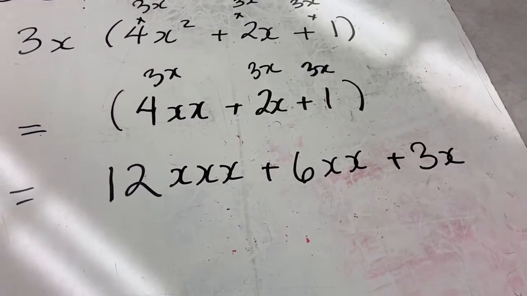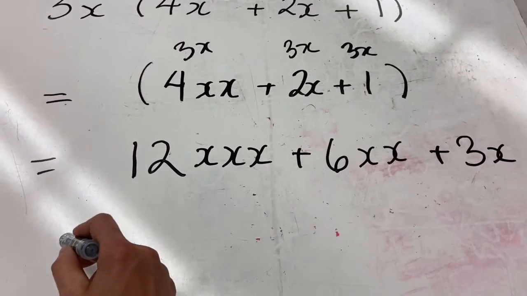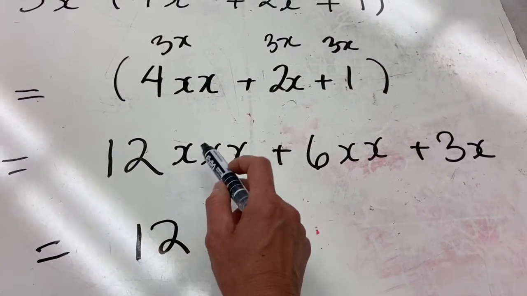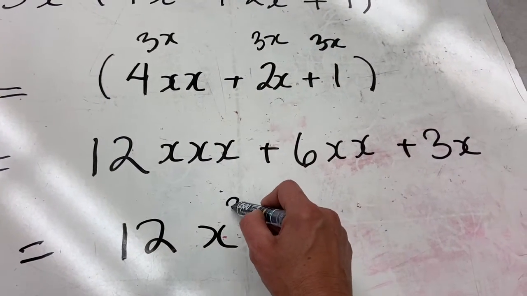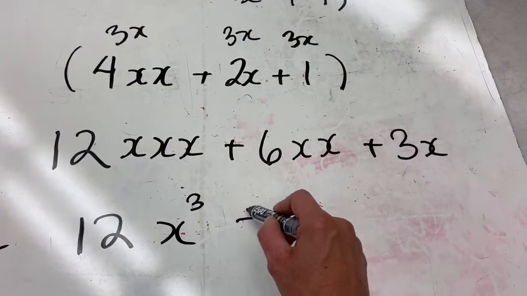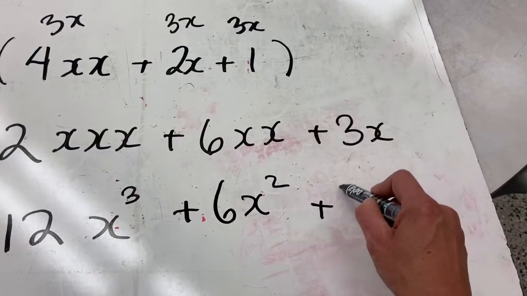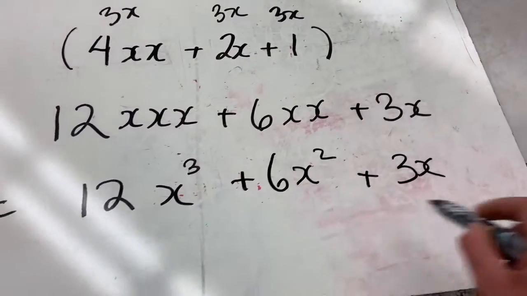So this is good. It's not perfect though. We want to make it a little bit more simple. I can rewrite x times x times x as x cubed. I can rewrite x times x as x squared, and I can just leave this 3x. So that would be the best answer.